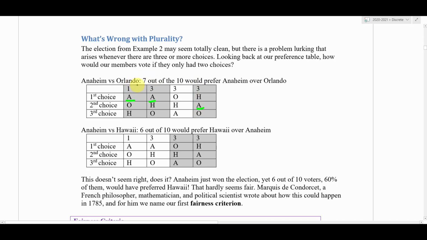All right, and that's good. Anaheim was the plurality winner, and it was preferred over Orlando in a one-on-one matchup. All right, but watch what happens when we pit Anaheim versus Hawaii.